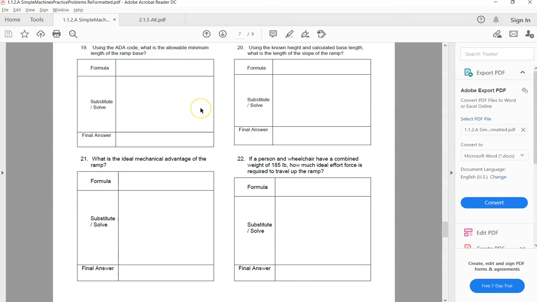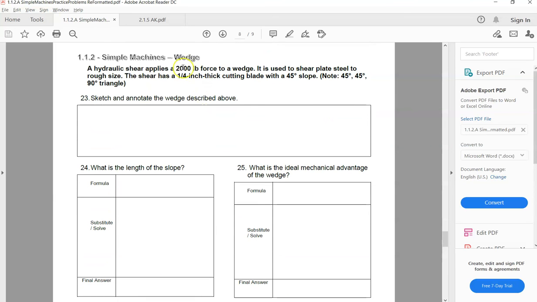All right, that was through 22. Next up is the wedge.